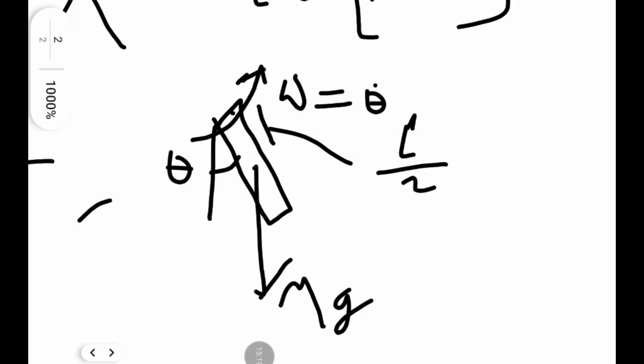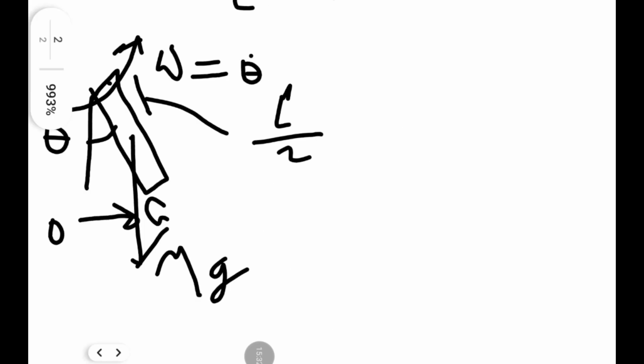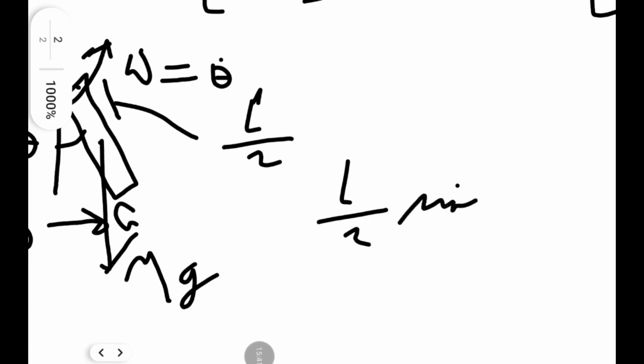Basically, if we want to get that, we want to find out this distance from the pivot point, based on the angle, to the G point. It's from O to G, like that. You know what I mean? It's that distance, and I'm going to write down that it's going to be L over 2 sine of theta.